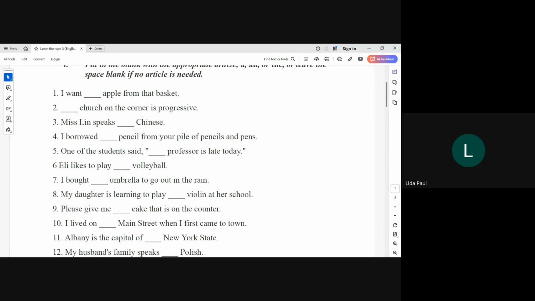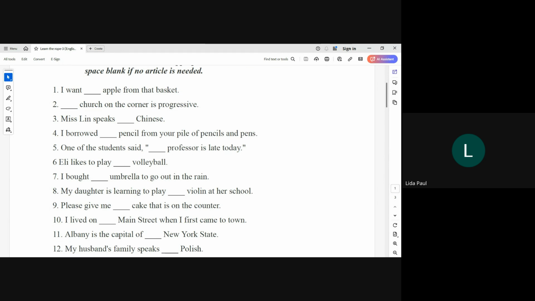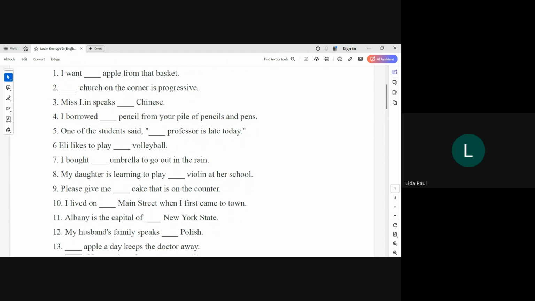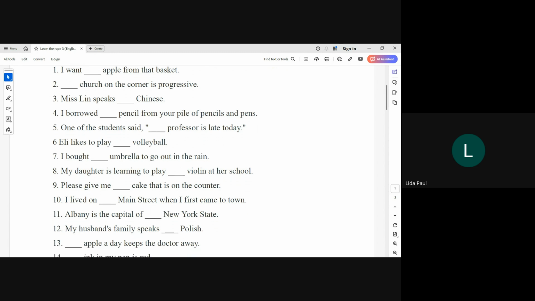So don't skip the article here. The article here has to be the. My daughter is learning to play violin at her school is not the right answer. You have to say, my daughter is learning to play the violin at her school. Keep a record of these things. Just those specific sentences alone, either mark it off or make a note of this somewhere. Rest of them anyway, you know the function, so no issues. Only the ones where we use the convention to answer the articles, just make a note of this.